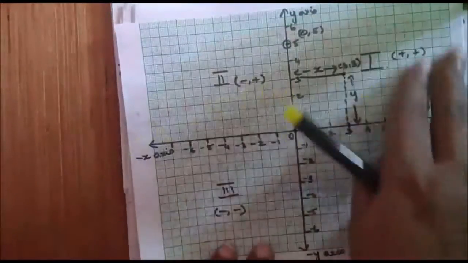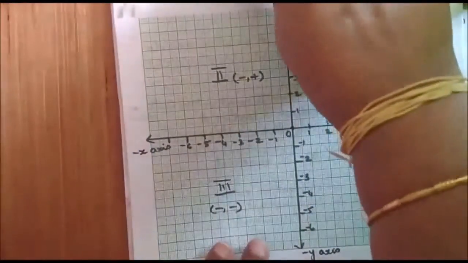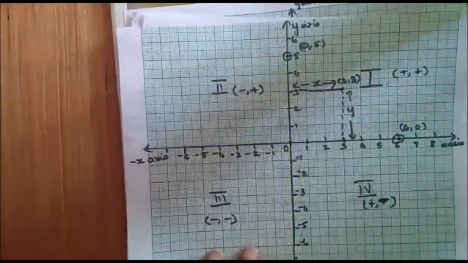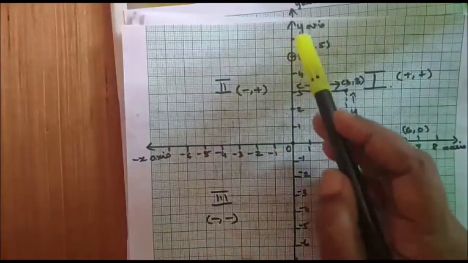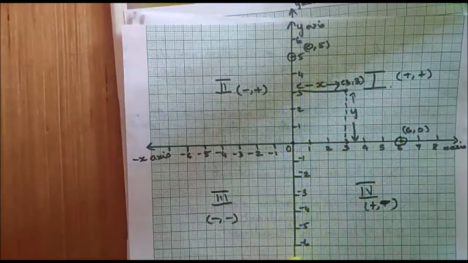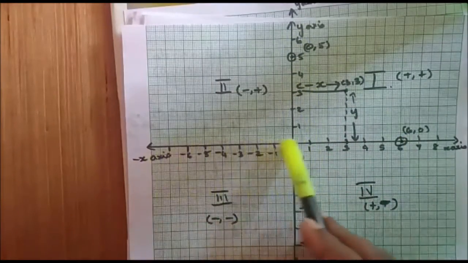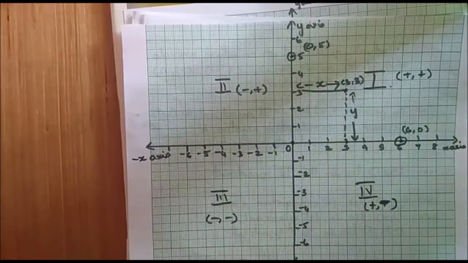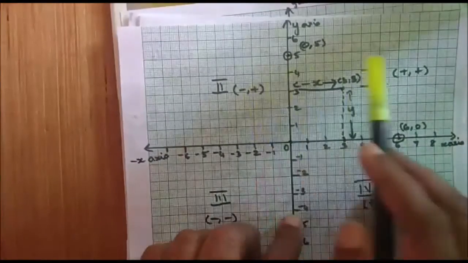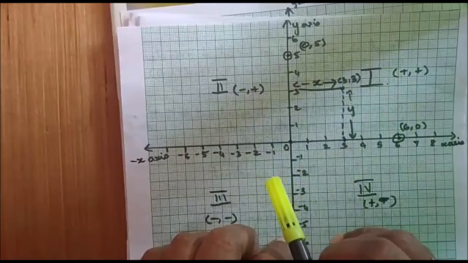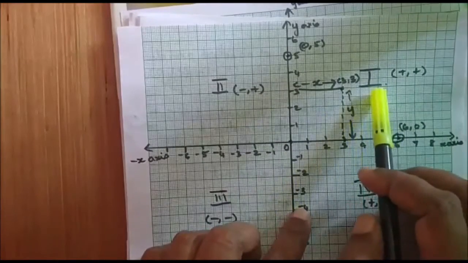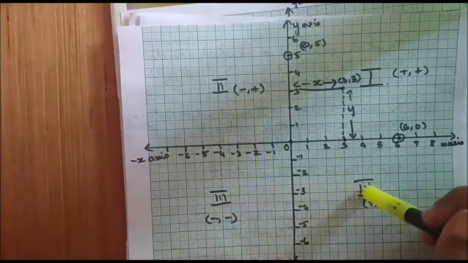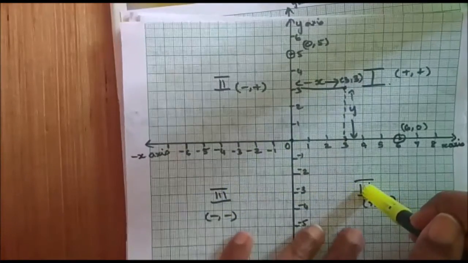Now, this is the Cartesian plane. I hope you get it. This is the Cartesian plane, and the vertical line is called the y-axis and the horizontal line is called the x-axis. And this Cartesian plane is divided into four quadrants. This is the first quadrant, second quadrant, third quadrant, and this is the fourth quadrant.